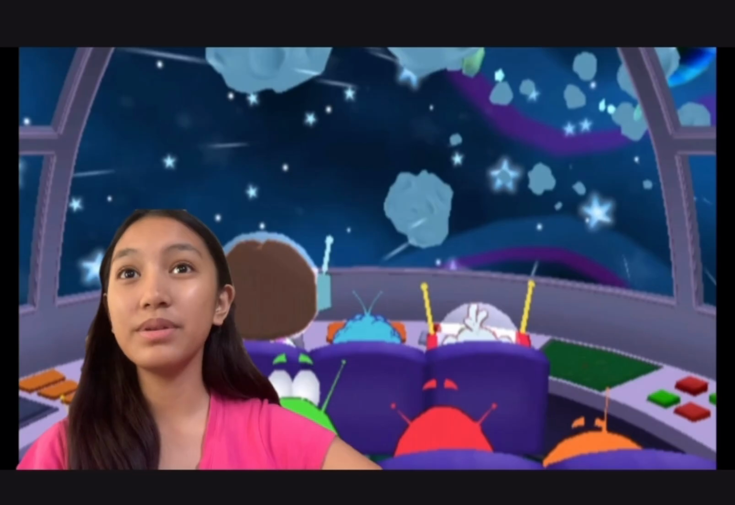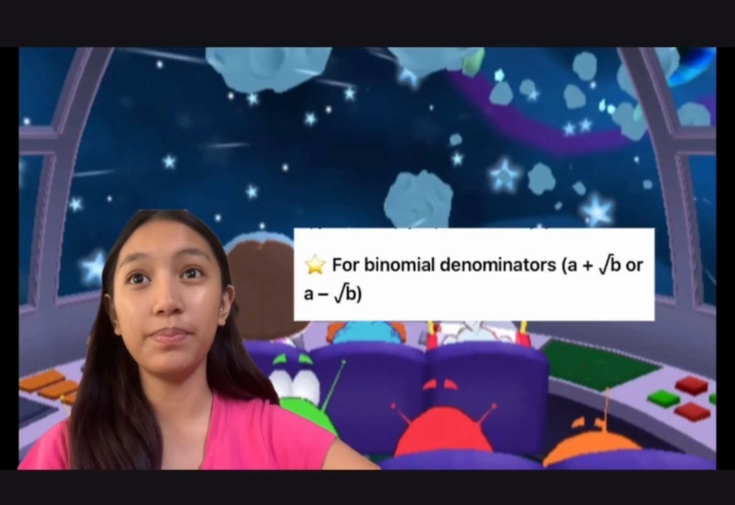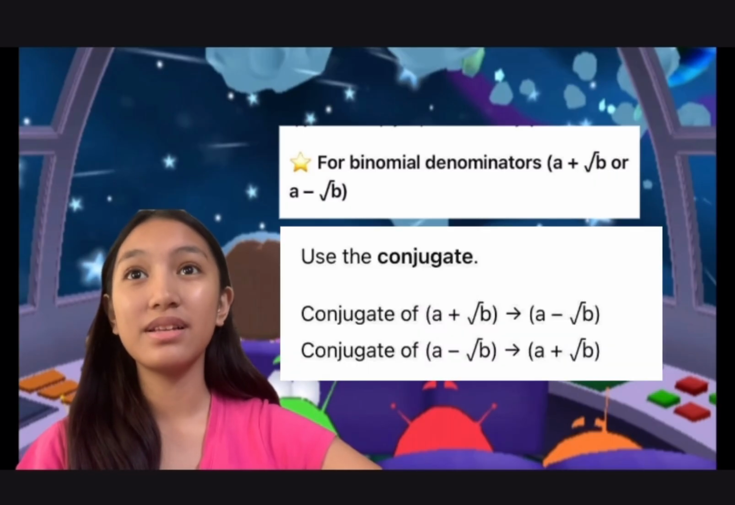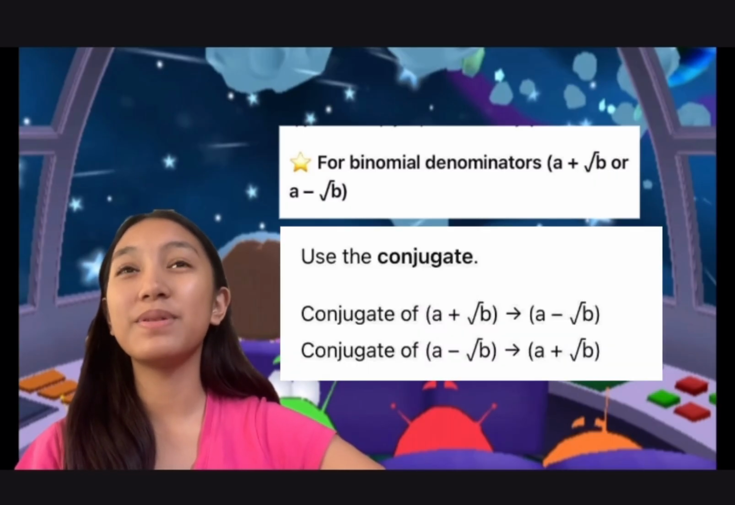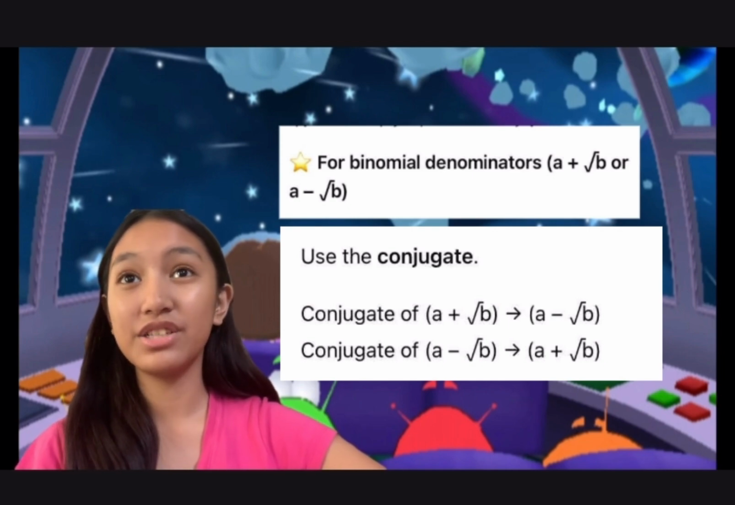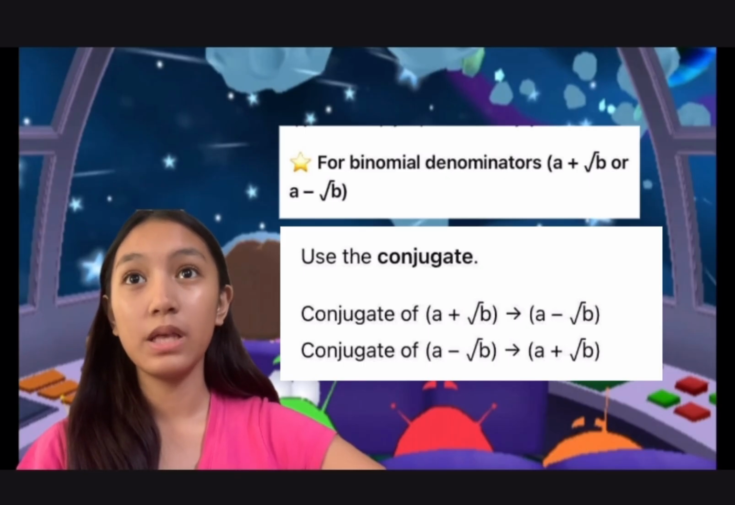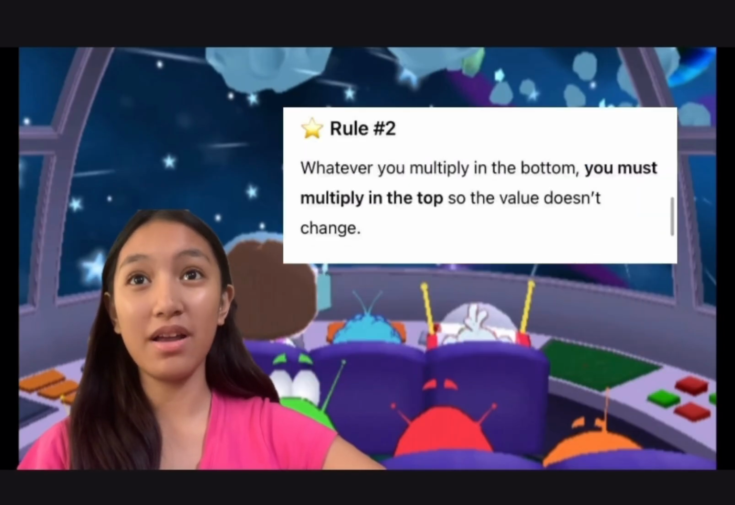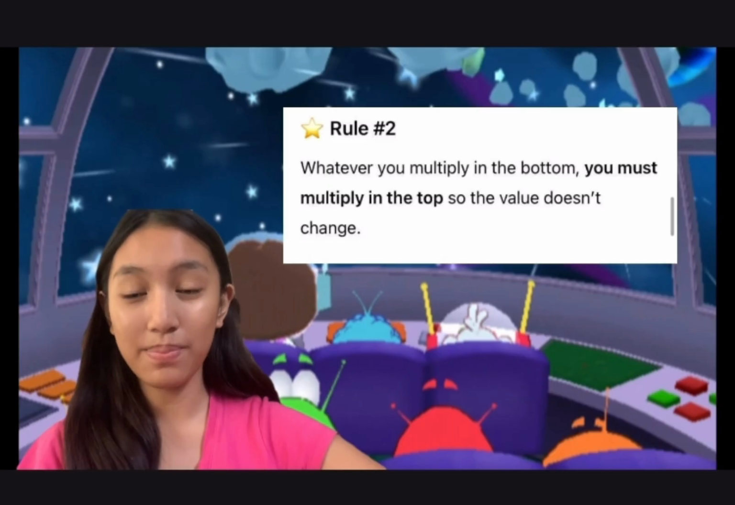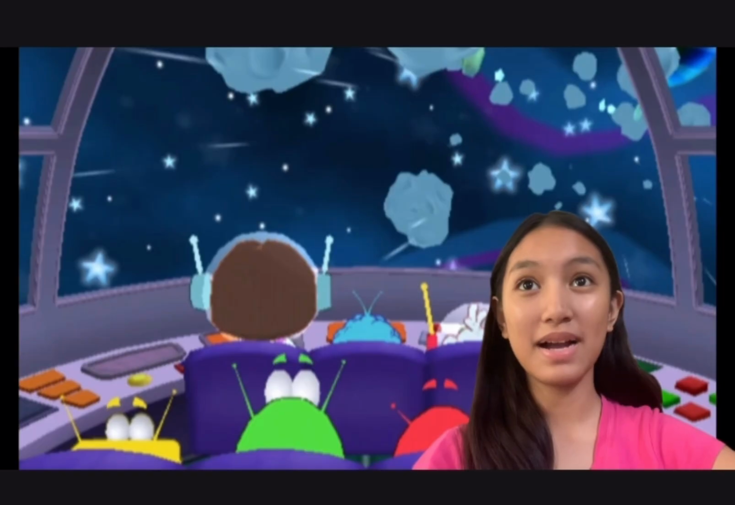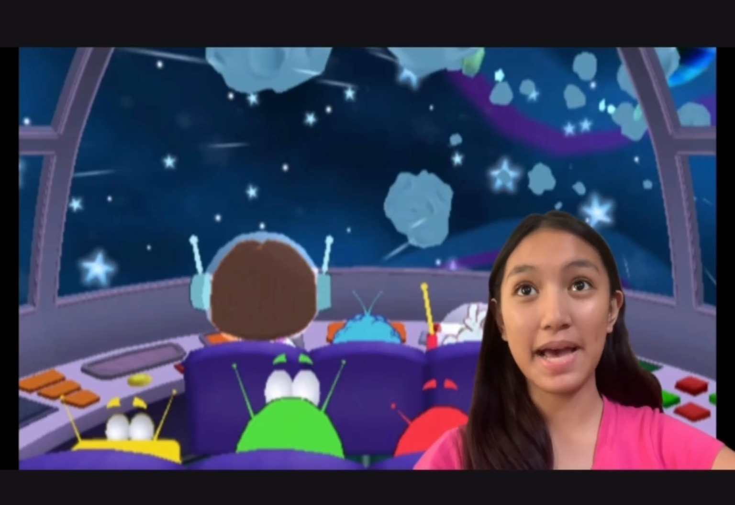Now for binomial denominators, like a plus square root of b or a minus square root of b, you have to use the conjugate. So the conjugate of a plus square root of b is a minus square root of b. And the conjugate of a minus square root of b is a plus square root of b. Now for rule number 2, whenever you multiply in the bottom, you must multiply in the top so that the value does not change. Now, let's practice these simple and easy steps.